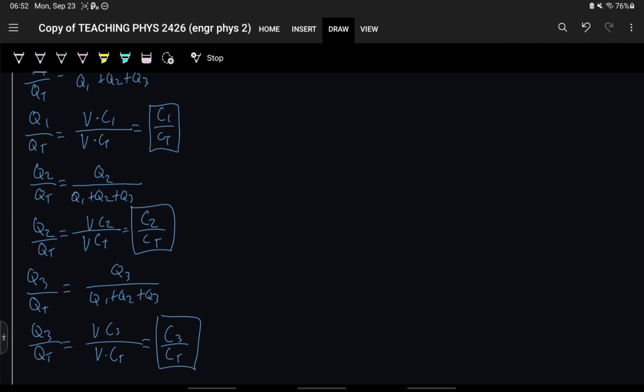And then a note on the total capacitance. The total capacitance C sub T represents the overall ability of the combination to store charge. The fraction of charge stored in each capacitor relative to the total charge reflects how each individual capacitor contributes to the overall capacitance.